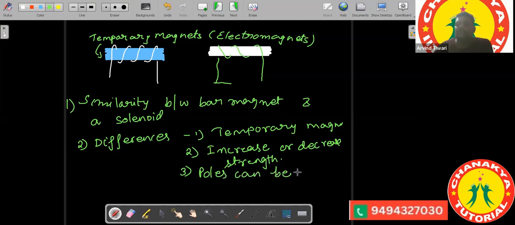In temporary magnets or in a solenoid, you can change the poles. You can change the polarity. Like if this is the north pole and this is the south pole, you can reverse them. You can make this the north and this the south by changing the direction of current. If you change the direction of current, the polarity will change. Okay, so these are certain differences between bar magnets and solenoid. We also saw the similarities between the bar magnet and solenoid, that both of them are almost similar. They produce similar magnetic field lines.